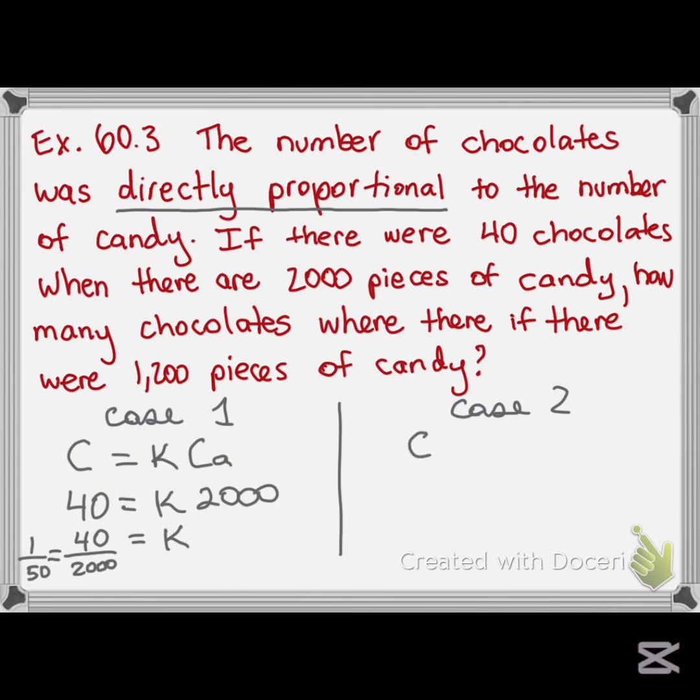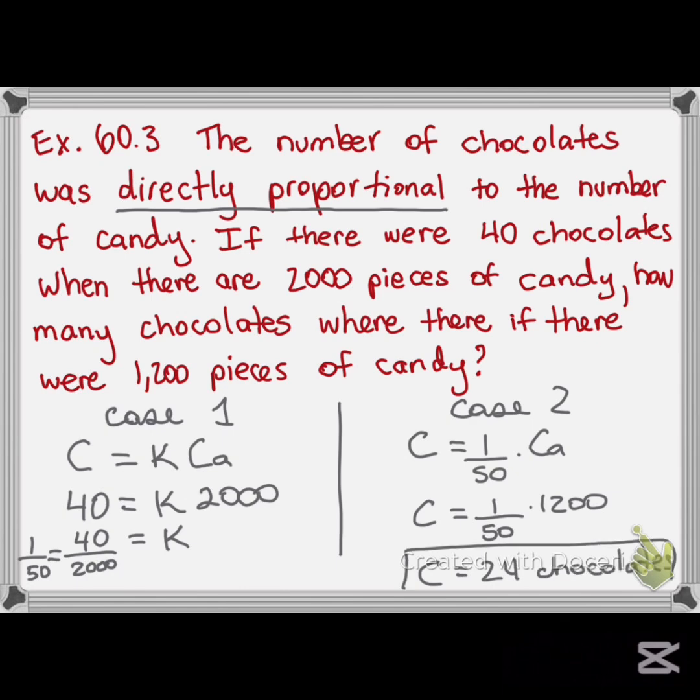So now we come to case 2. The number of chocolates is 1 over 50, which is our K, times the number of candy. And the information that is given is 1,200 pieces of candy. So we don't know how many chocolates, but we know that here we have 1 over 50 times 1,200. And if I multiply that, then the answer is 24. So 24 chocolates. And that's our answer.